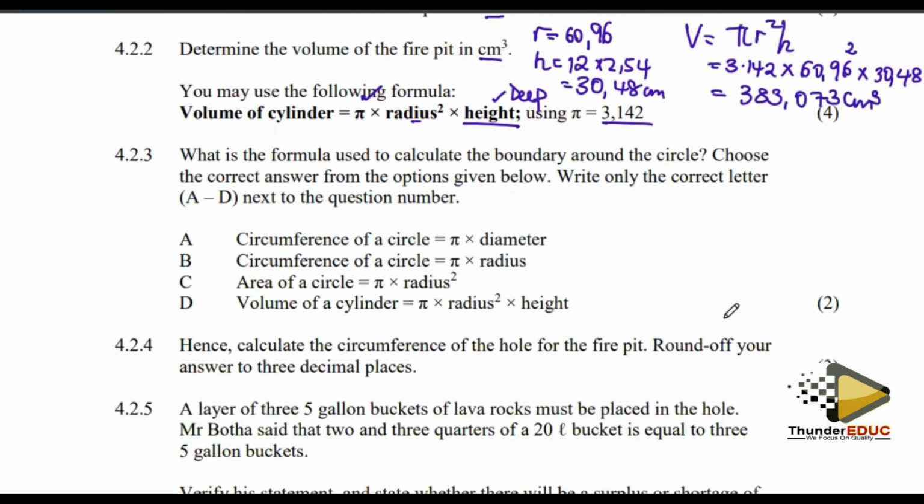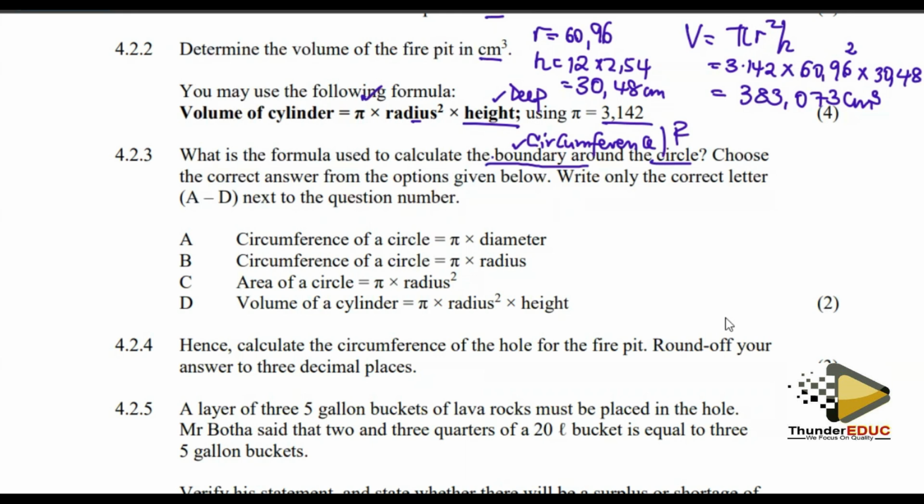4.2.3. What is the formula used to calculate the boundary around the circle? Now, in your head, you have to ask yourself, what's the boundary around the circle? In other words, you're looking for what we call the circumference. If it's not the circumference, it's the perimeter. Now, for the circle, it's a circumference. If it was a triangle, rectangle, or square, it would be perimeter.